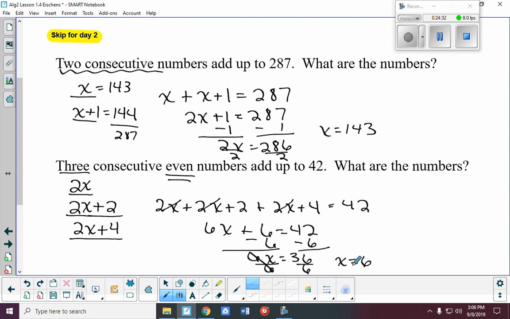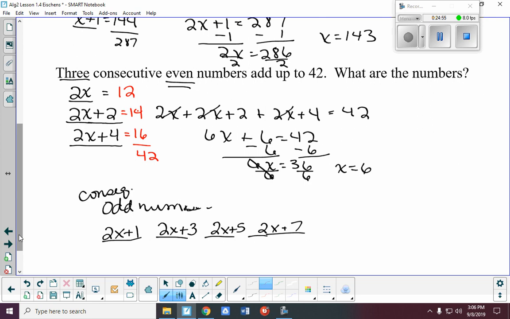So now you have to substitute that back in to see what the numbers are. So 2 times 6 would be 12. This would be 12 plus 2, which is 14, and this would be 16. Let's add those together. That gives you 30 plus 12 is 42. So that's your answer. So those are your numbers.